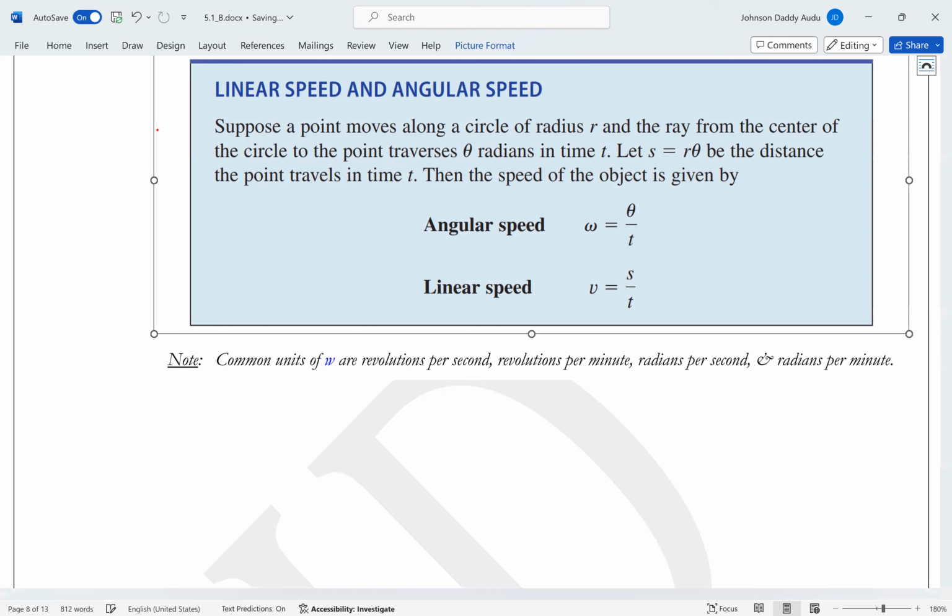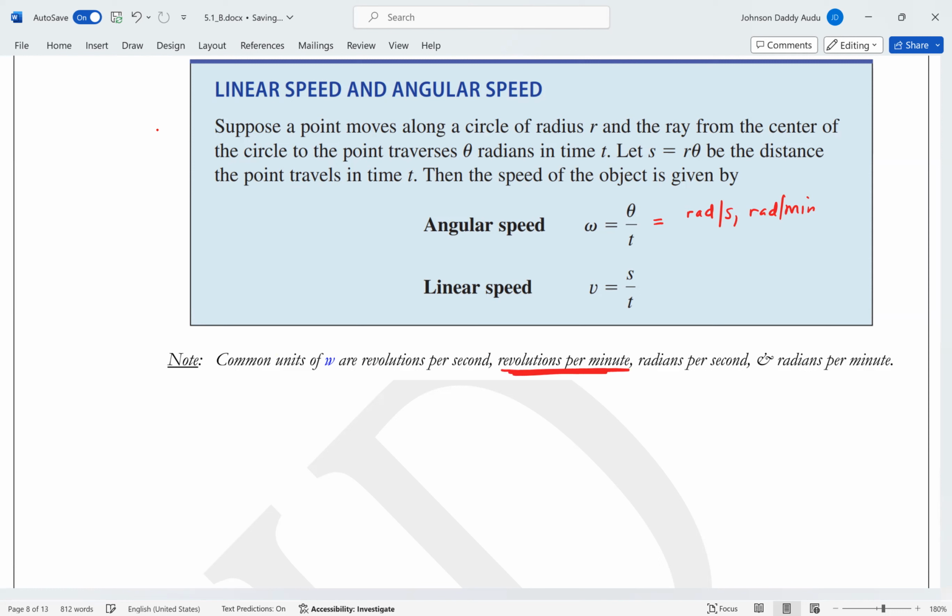What is angular speed? Angular speed is the rate of change of the angle with respect to time. And what is the unit of the angle? The unit of angle could be rad, so it could be rad per second, it could be rad per minute, and also we can even have it in revolution per minute or revolution per second. But here we have to note that 1 revolution is the same thing as 2 pi rad. This is a very important conversion factor.